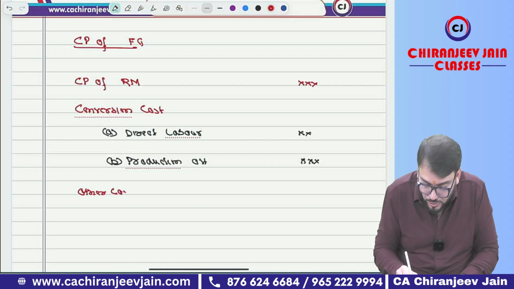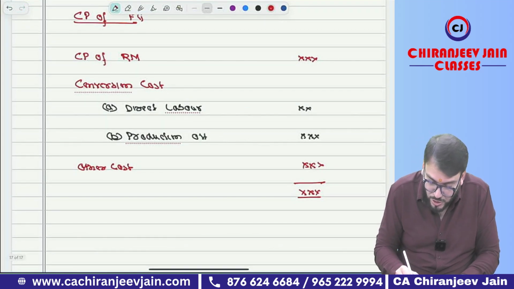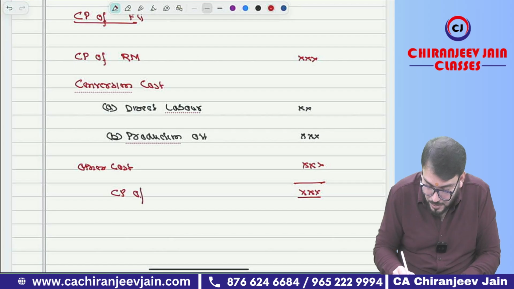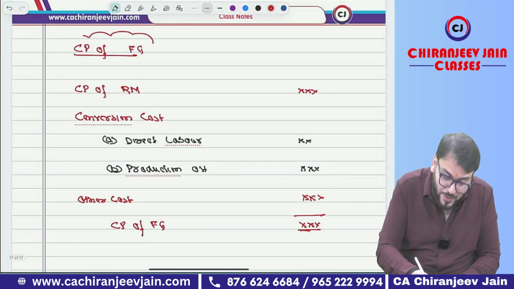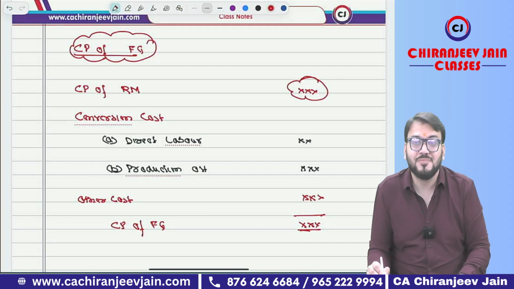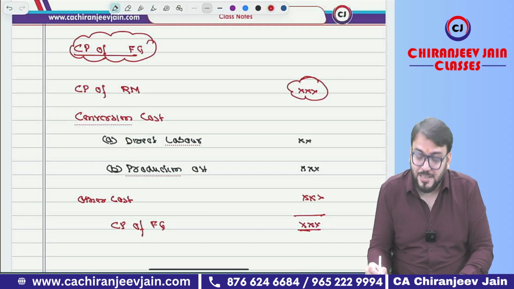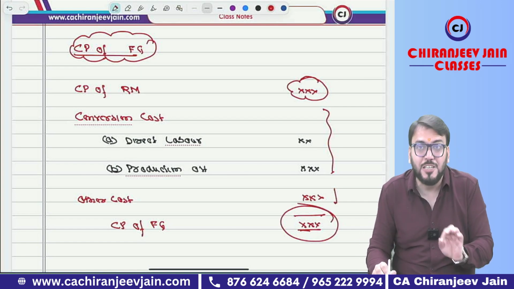Other costs to bring the inventory in condition of sale. So in this total, this becomes the cost price of finished goods. Understood? So whenever you want to find out the cost price of finished goods, first you need to find out the cost price of raw material. In that you need to add conversion cost and other costs, that will become the cost price of finished goods.